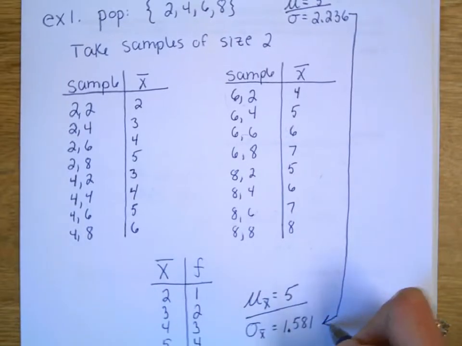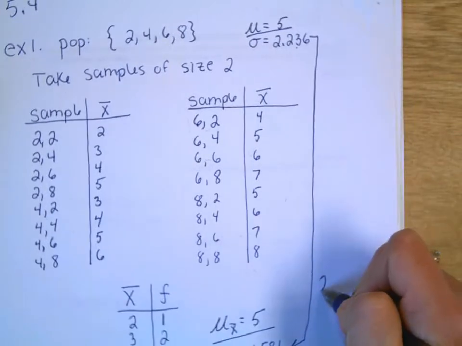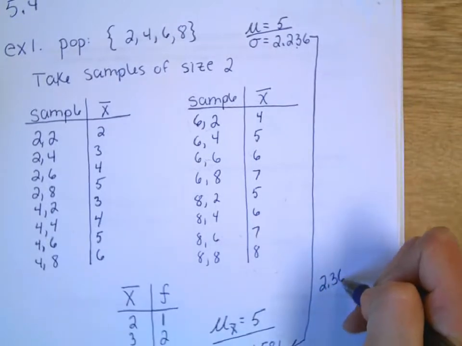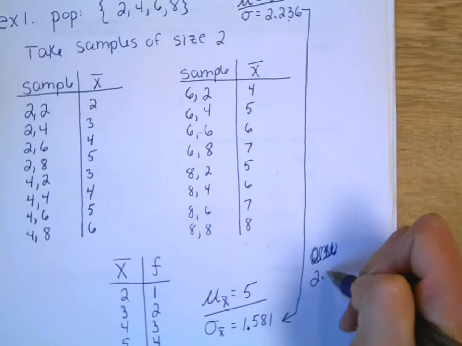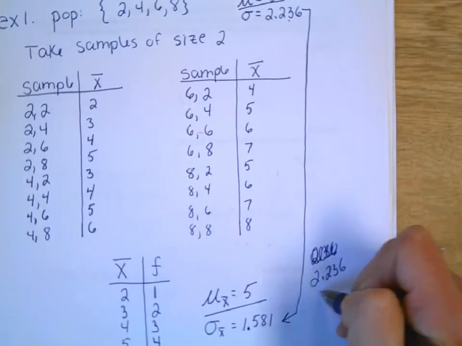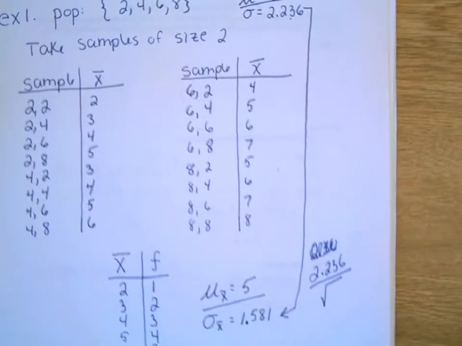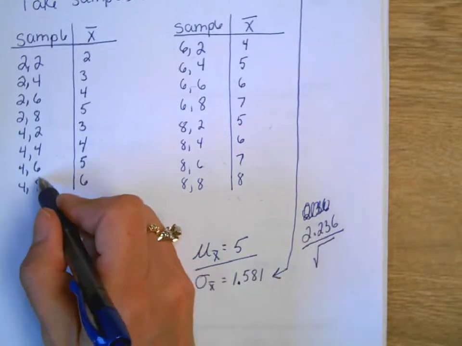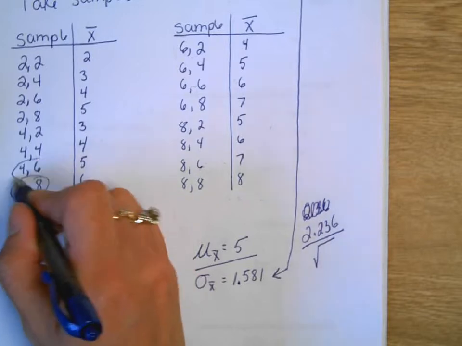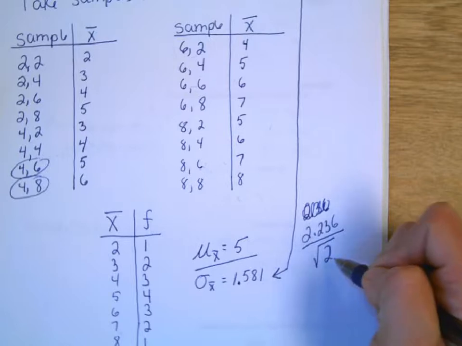is if you take this standard deviation, 2.236, let me write it down right, and you divide by the square root of your sample size. How big were my samples? Was it 8? Nope. How big was each sample? How many numbers did I have each time I picked? 2. Do 2.236 divided by the square root of 2.